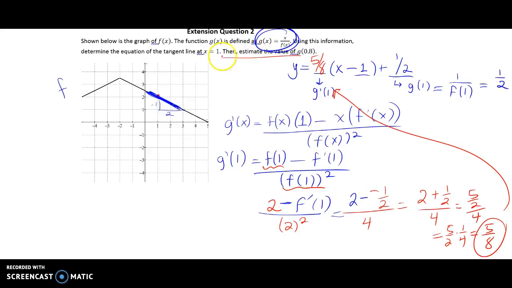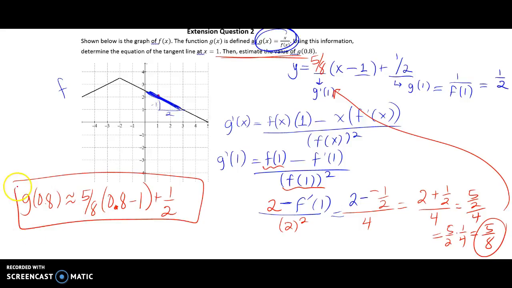There is a follow-up right here I don't want to neglect. It says to then estimate g of 0.8. We've been doing this a lot. I'll write that g of 0.8 is approximately equal to 5/8 times 0.8 minus 1 plus 1/2. You've seen this enough to know that you're not impressing me if you do that math. Just box it up so that we don't run the risk of making a mistake.